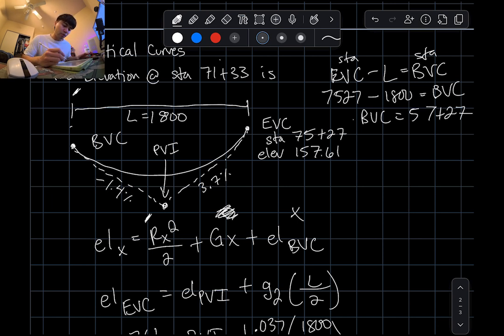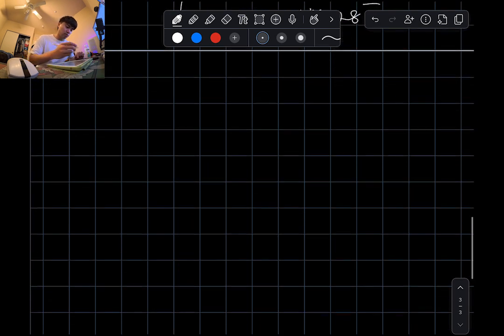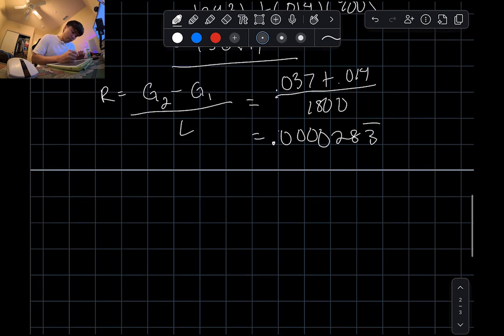Then to get the X value, you do the station of interest, 7133, minus BVC. So X equals 7133 minus the 5727 value you just calculated, and you get X equals 1406. So now you have X value, you have R, and you have the elevation at BVC.